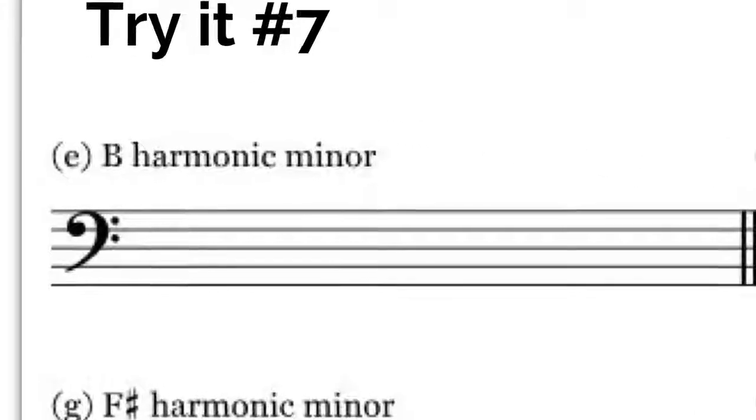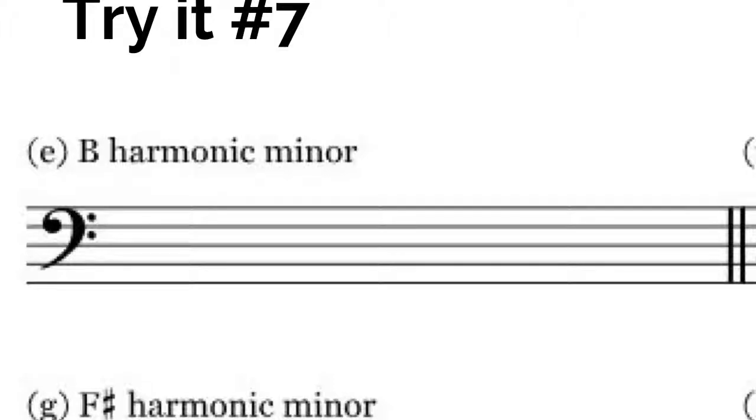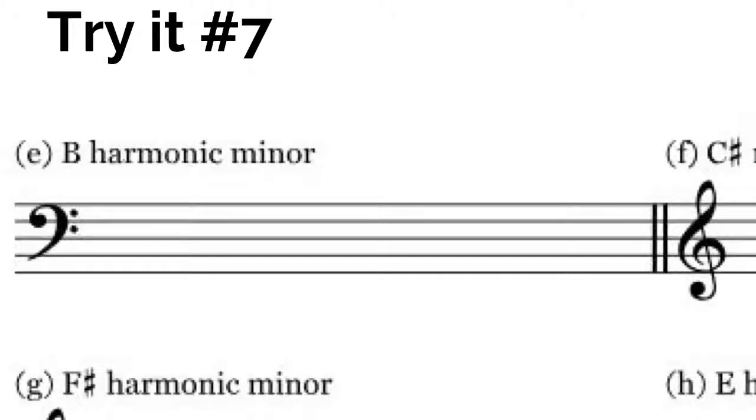All right, we have harmonic minor now. So we have B harmonic minor. We have to remember harmonic minor has the raised 7th scale degree. So let's write our scale: B, C, D, E, F, G, A, B.